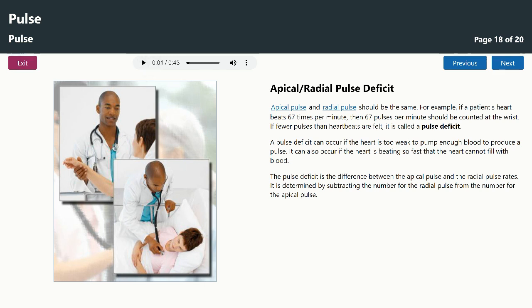Apical radial pulse. Apical pulse and radial pulse should be the same. For example, if a patient's heart beats 67 times per minute, then 67 pulses per minute should be counted at the wrist. If fewer pulses than heartbeats are felt, it is called a pulse deficit. A pulse deficit can occur if the heart is too weak to pump enough blood to produce a pulse. It can also occur if the heart is beating so fast that the heart cannot fill with blood. The pulse deficit is the difference between the apical pulse and the radial pulse rates. It is determined by subtracting the number for the radial pulse from the number for the apical pulse.